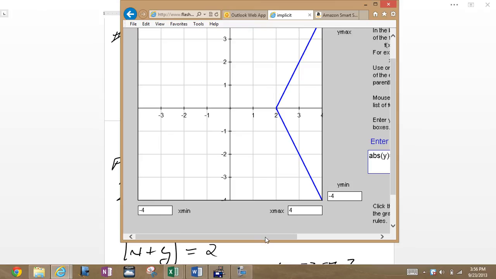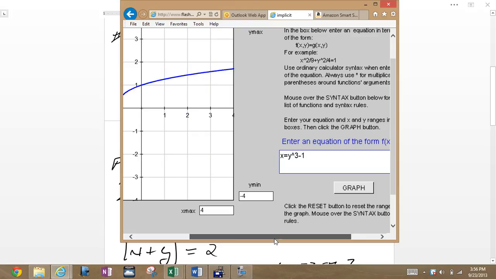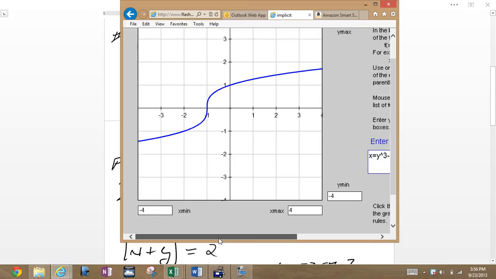So x equals y cubed minus 1, I'm going to key that in. X equals y raised to the third power minus 1. Again, we did not see any symmetry with this. Let's see what the graph looks like, okay? And here's the graph.